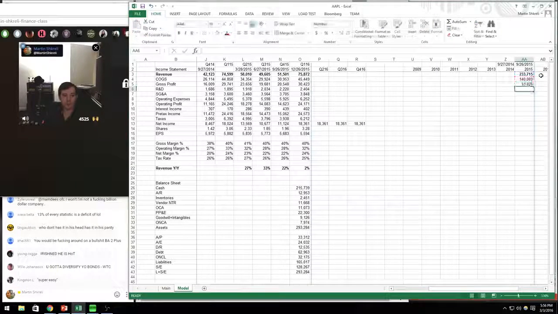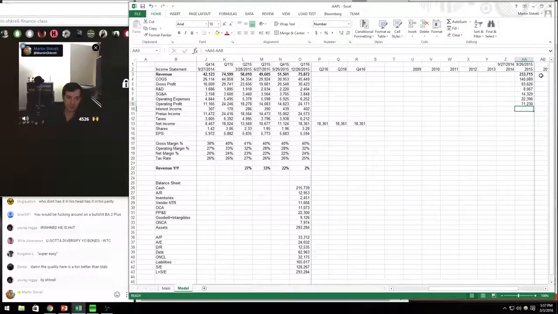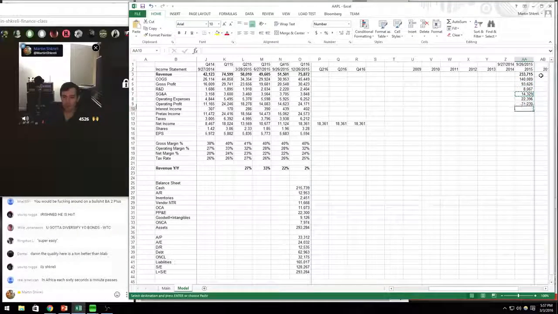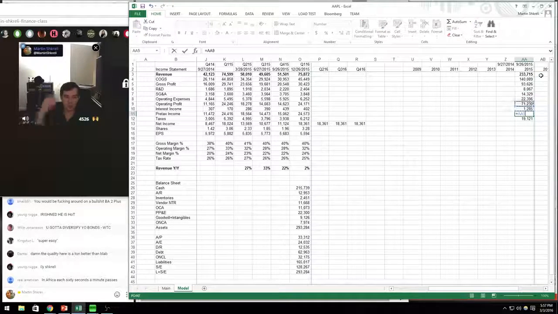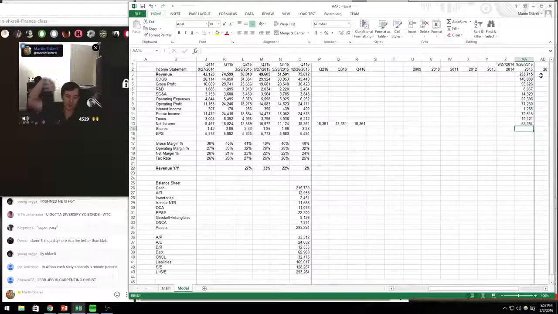We can still use some of the same formulas, but a lot of this is going to be equal sum. Of course, operating expenses are just all the operating expense lines summed. Operating profit is gross profit minus operating expenses. And then we're going to just sum things like interest and taxes. Pre-tax income is operating income plus or minus, depending if it's positive or negative, interest income. And of course, net income is just pre-tax income minus taxes.